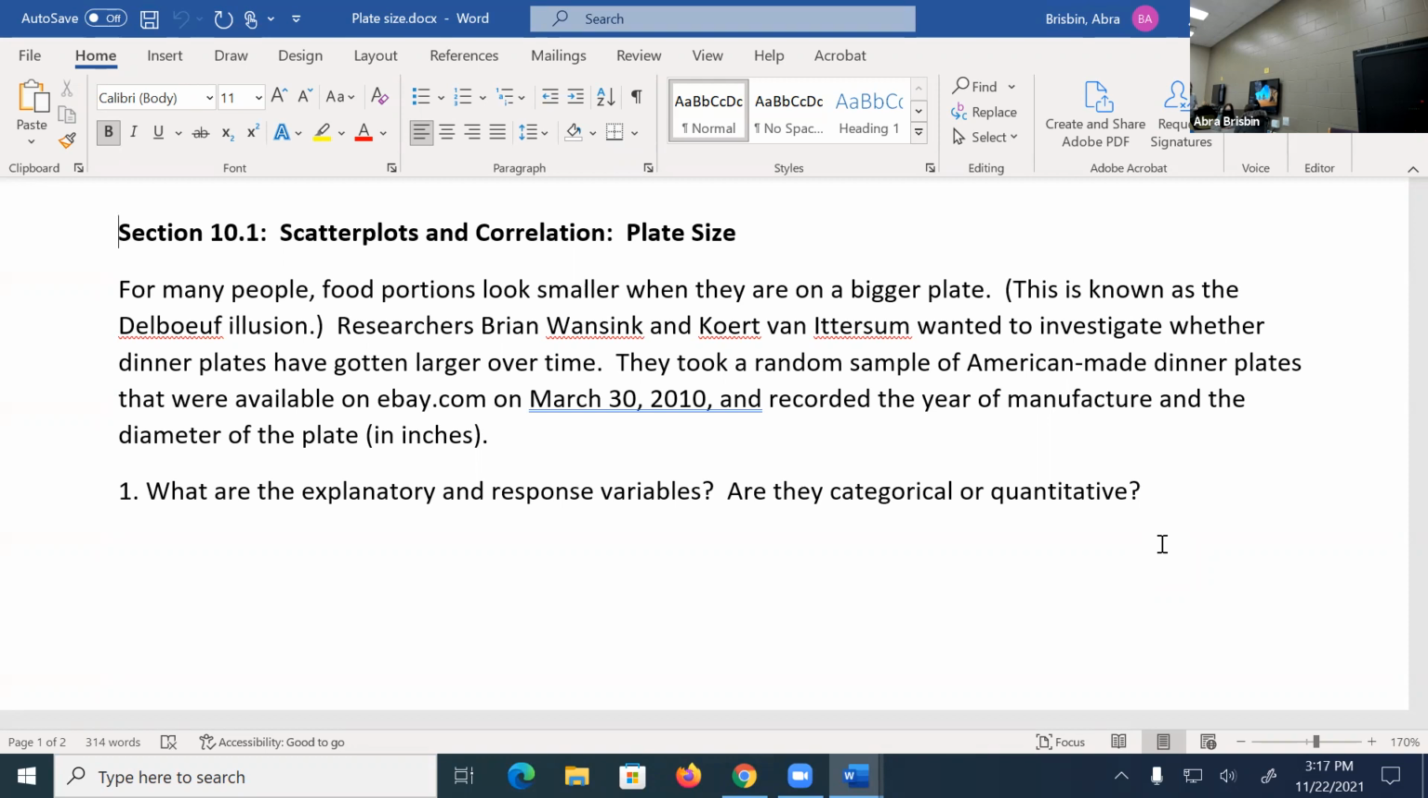So I would treat it as quantitative in this case because we have a fair number of years in the data. If it were just a couple of years, then I'd probably treat it as categorical, even though it's technically quantitative.